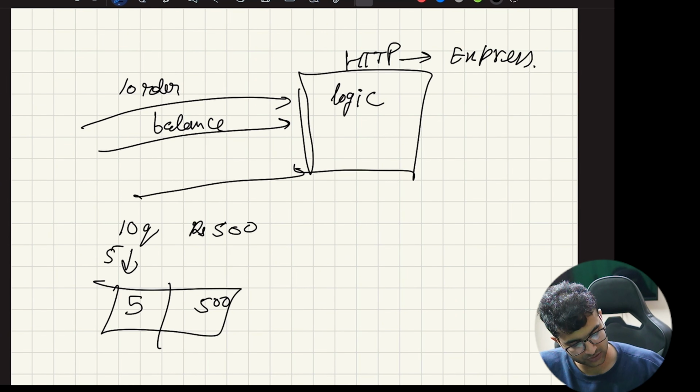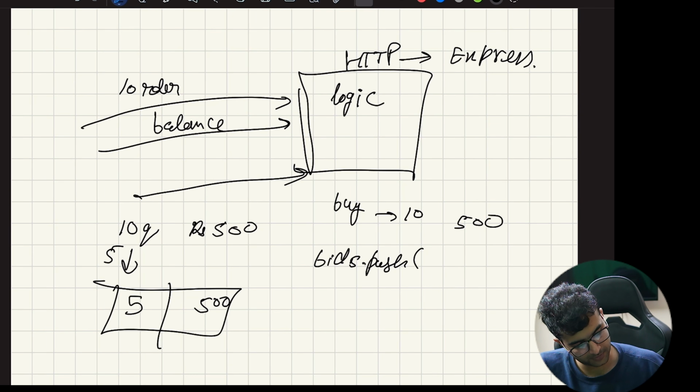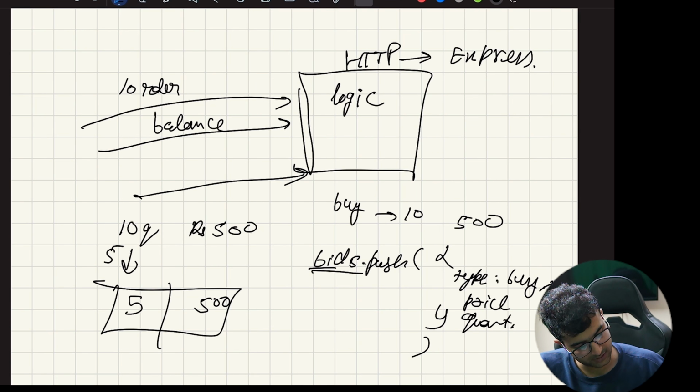This is the thing that I was talking about. Whenever someone puts an order here, let's say they say I want to buy 10 stocks of Google at 500 rupees a pop, I would push to the bids array. I don't even need the type because it's in bids, but this is the price that they want to buy at, and this is the quantity that they want to buy.